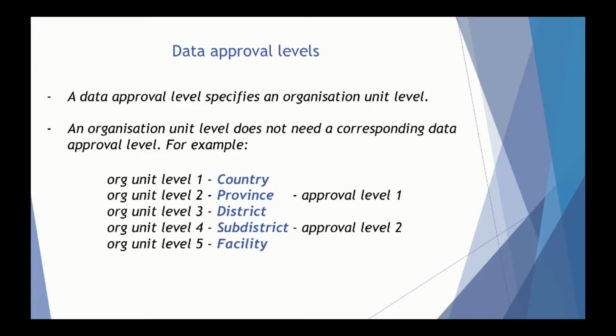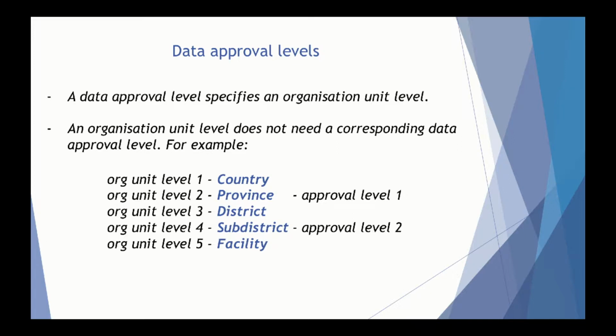Data approval levels. Data is approved at organization unit levels, but it doesn't have to be approved at every organization unit level. In this example, the first time I approve data is at the sub-district level, at org unit level 4. And that approves for all the facilities in the sub-district.